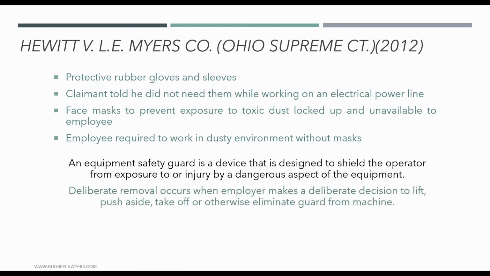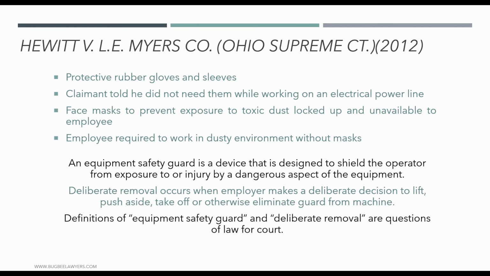And what Hewitt said is that protective rubber gloves and sleeves are not an equipment safety guard as set forth in subsection C of the statute, and that because they're not an equipment safety guard, that section doesn't apply to this case, and there's no basis for an intentional tort. And then Hewitt goes on to say that deliberate removal occurs when the employee makes a deliberate decision to lift, push aside, or take off, or otherwise eliminate a guard from the machine.